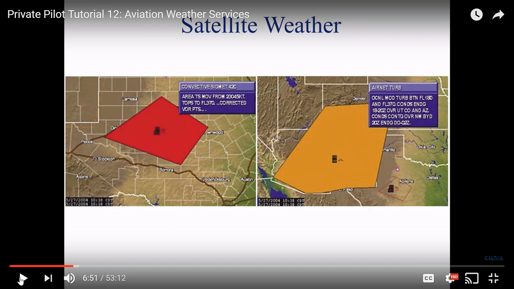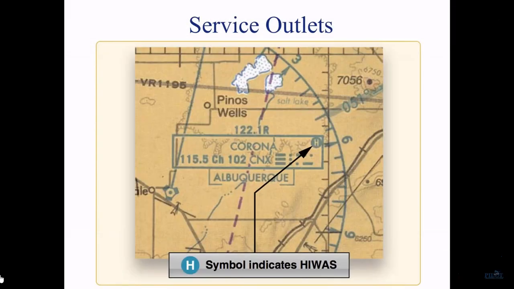So, continue this. Extensive mountain obscurement. Service outlets are government or private facilities that provide aviation weather services. Major service outlets are the Automated Flight Service Station, or AFSS, the Transcribed Information Briefing Service, or TIBS, the Direct User Access Terminal Service, or DUATS, the En route Flight Advisory Service, or Flight Watch, the Hazardous In-Flight Weather Advisory, or HIWAS, and lastly, the Transcribed Weather Broadcast, or TWEB.